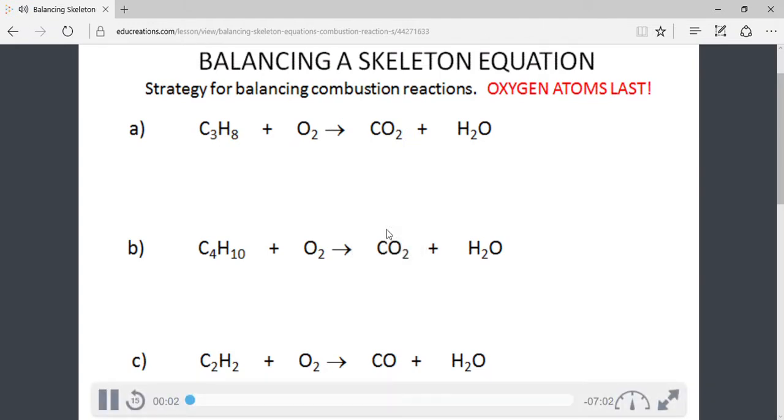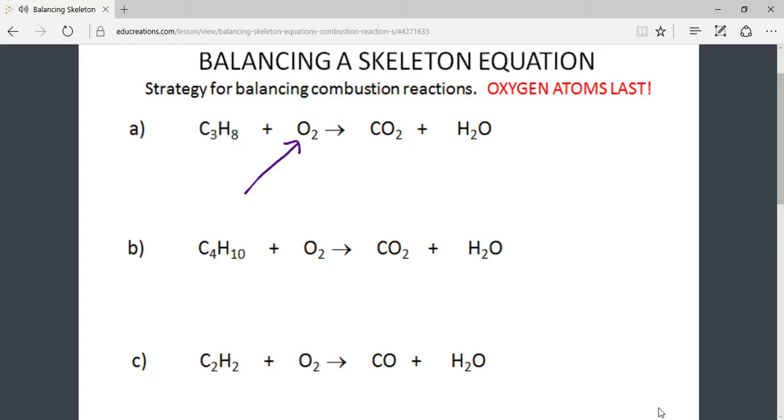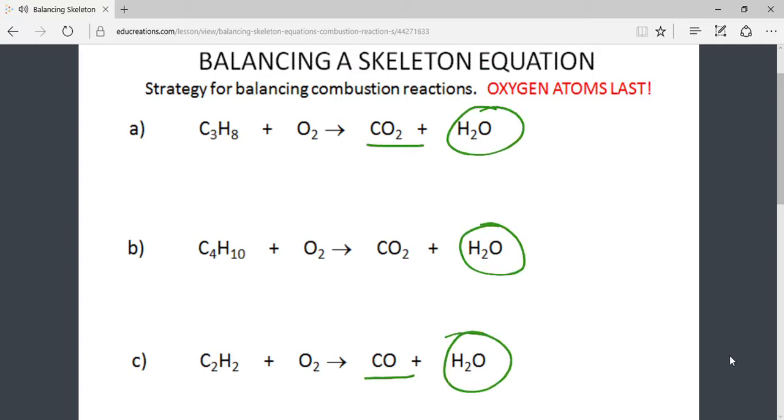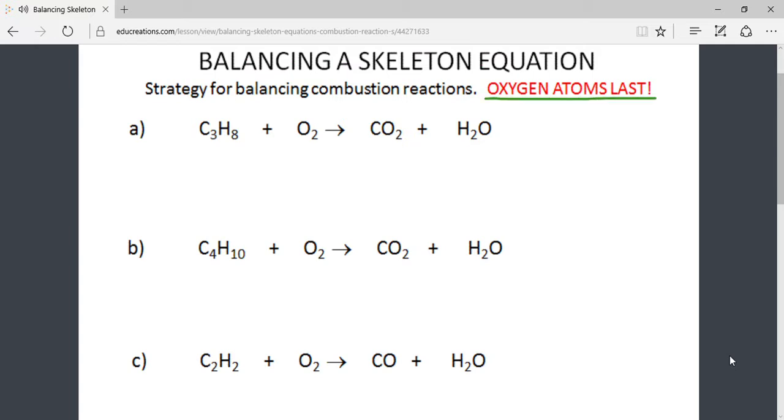This lesson describes a strategy for balancing combustion reactions. Recall that combustion reactions can easily be recognized when the molecules of oxygen appear as reactants, as indicated by the arrows. Sometimes the products can also identify a reaction as combustion. Typically, if you see water as a product and either carbon dioxide or carbon monoxide, you're generally looking at a combustion reaction. A good strategy to employ when balancing a combustion reaction is to balance the oxygen atoms last.